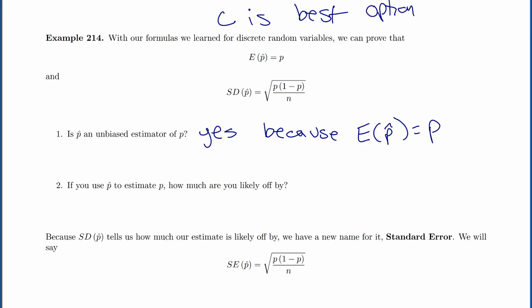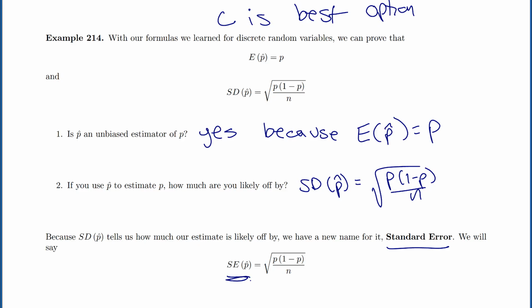Okay, so it's unbiased. If we use p hat to estimate p, how much are we likely to be off by? We're likely to be off by the standard deviation. So the standard deviation of p hat, that's how much we're likely to be off by. Or in this case, the square root of p times 1 minus p over n. Now, because that standard deviation of p hat tells us how much our estimate is likely off by, we have a new name for it called standard error.